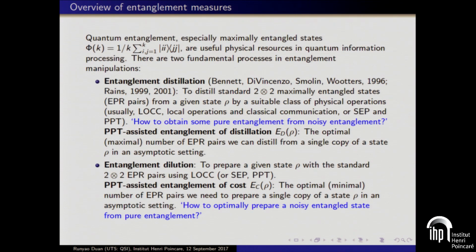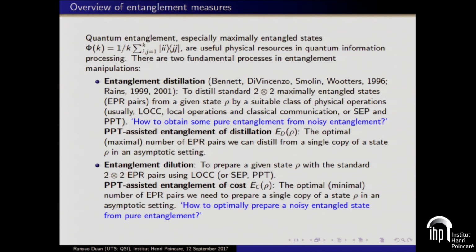So yeah, for a bipartite system, we can eventually use a measure called entanglement distillation (ED) to characterize the optimal rate we can have from a mixed state rho. So it's the ED of rho, okay? And the operation we use is PPT, so we say PPT assisted.